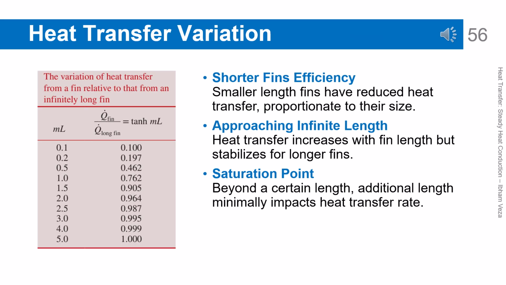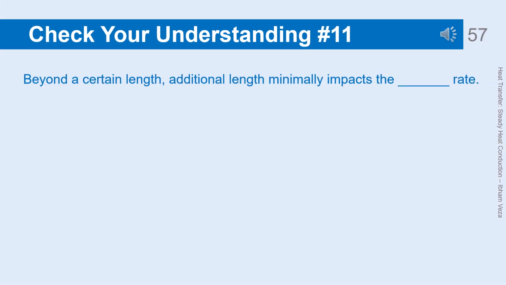Heat transfer variation. Shorter fins can only transfer a limited amount of heat because their surface area is small. When the fin length is increased, the heat transfer rate increases, but not linearly. For very long fins, the increase in heat transfer becomes very small. Beyond a certain point, adding more length provides almost no additional benefit. This phenomenon shows that there is a practical limit to fin length. Beyond a certain length, additional length minimally impacts the heat transfer rate.